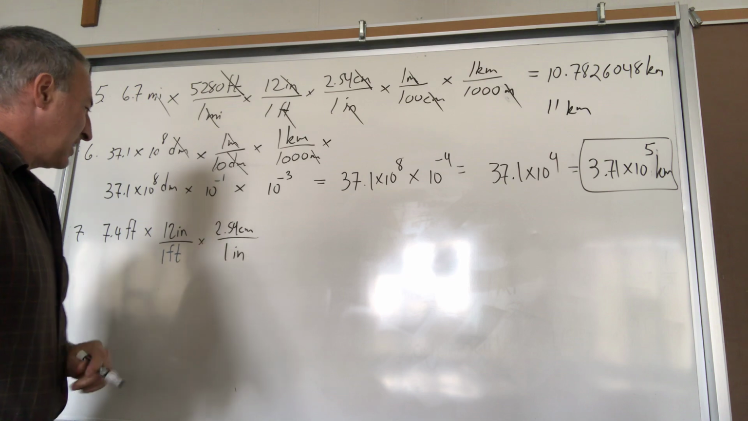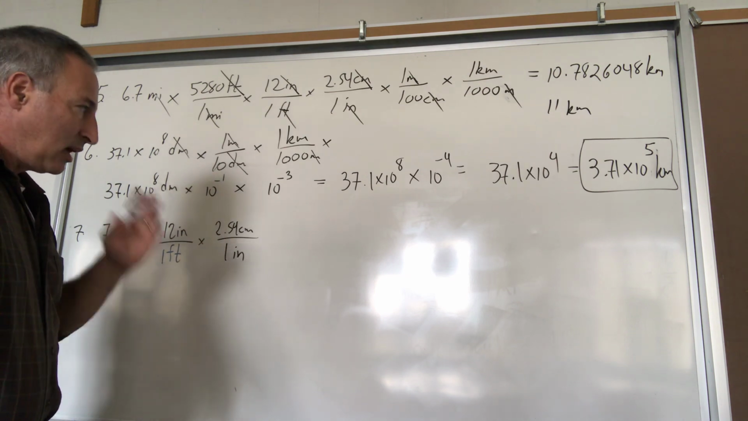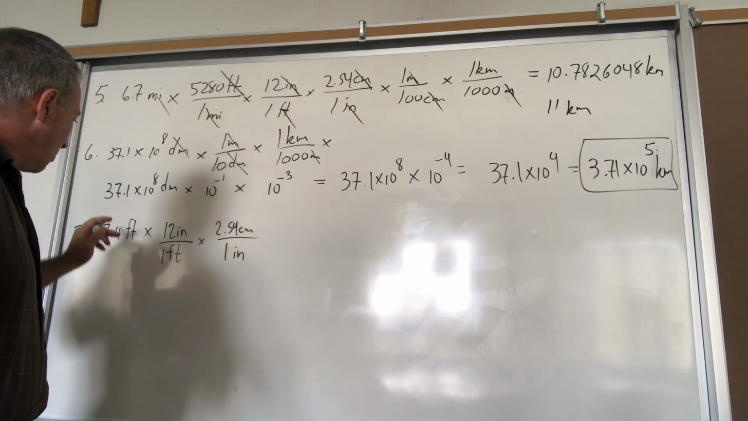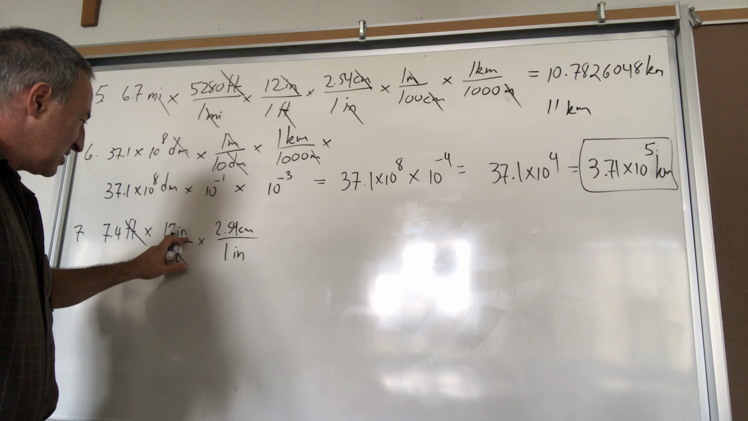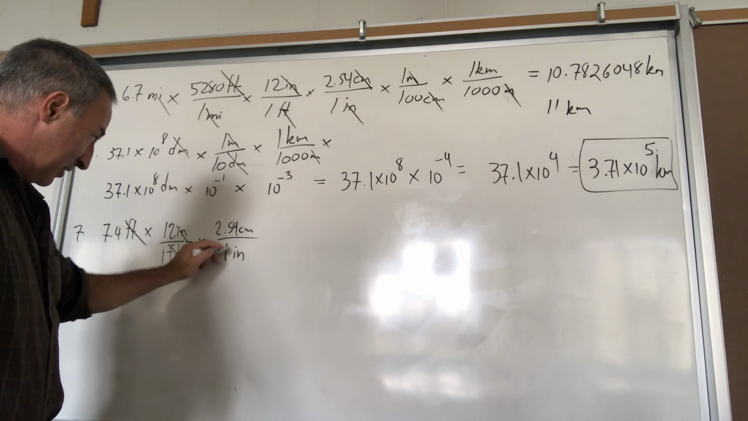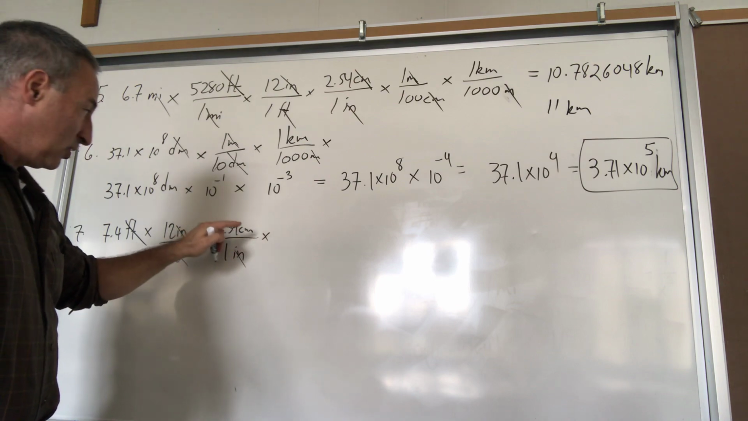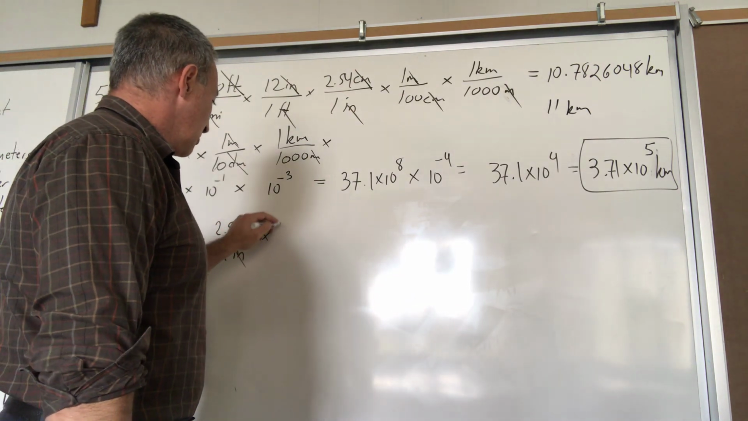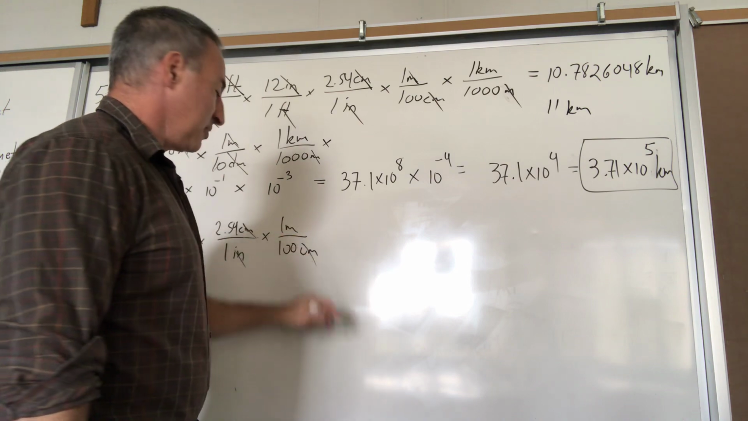Again, you might be asking, how is he knowing which thing to put on the bottom? The criterion I'm using is, what do I want to eliminate? I want to get rid of feet, then I have inches left over, and I want to get rid of inches, so I'm going to put inches in the denominator so I can get rid of inches. Now I want to get rid of centimeters, so I know there's 100 centimeters per meter, so I'm going to say 1 meter per 100 centimeters. Okay, get rid of centimeters.